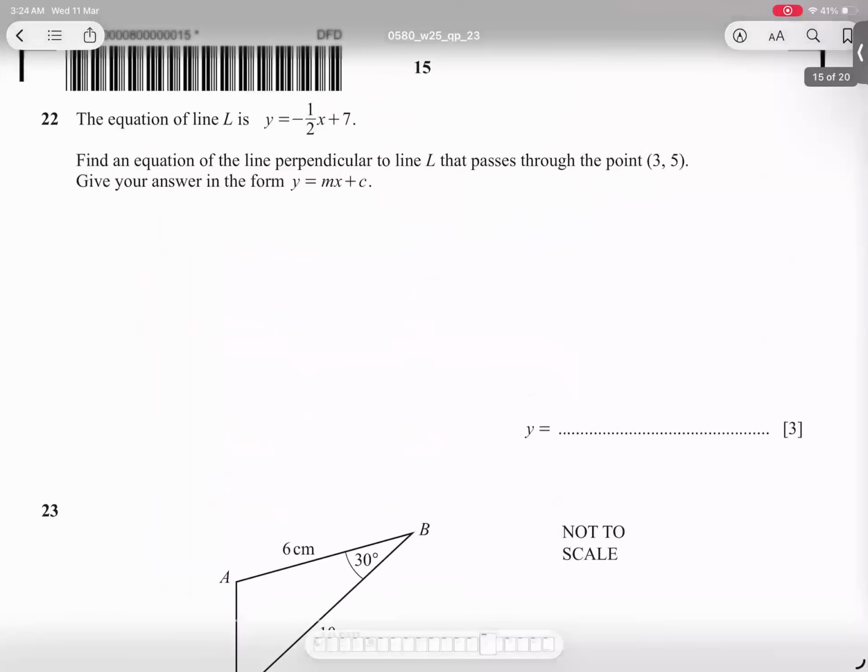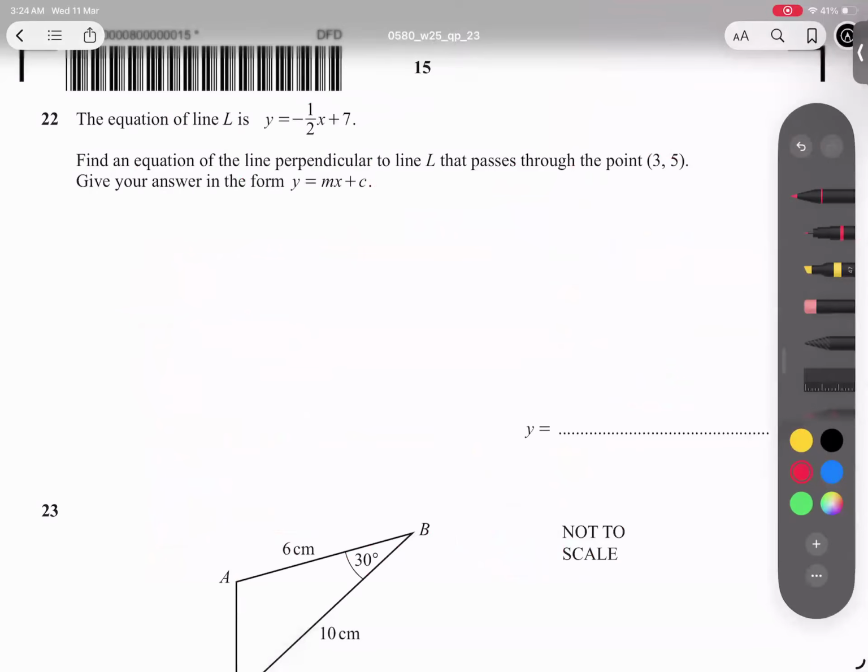Question number 22, students. The line L is given by this equation. Find the equation of the line perpendicular to line L that passes through this point. So students, what is the gradient? You know, y equals mx plus c. So the c value is 7 and the m value is negative half. I can tell easily the m value is negative half.